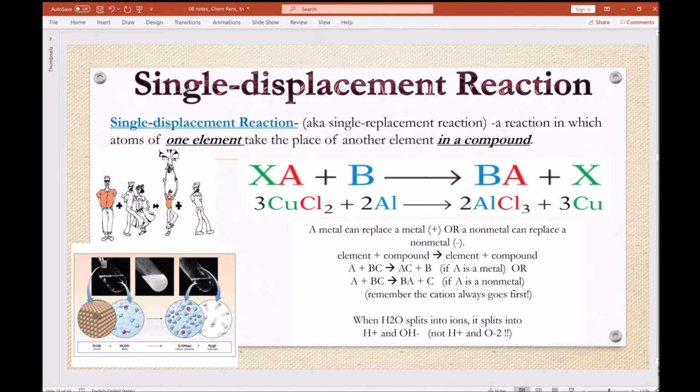A single displacement reaction will have a single element that replaces one element in a compound. Now, a cation, for example, will replace a cation, or if this is an anion, it will replace the anion in the compound. Copper chloride and aluminum will produce aluminum chloride and copper. Here, aluminum is single, and aluminum replaces copper, displacing it from its position so that copper becomes the single element and aluminum is then bonded with chlorine.